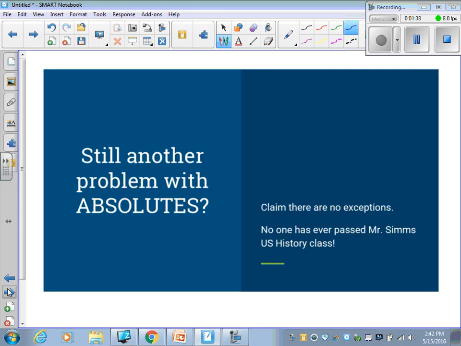So here is one additional problem with an absolute. Still another problem, this is number 3, is that they claim no exceptions. So no one, there's your absolute, has ever passed Mr. Sims' U.S. World History class, which is a class you'll take in high school. Well, I'm sure someone has passed, but this statement says that no one has ever. So there are no exceptions to that, and I'm sure a teacher like Mr. Sims would not want that credited to his account.